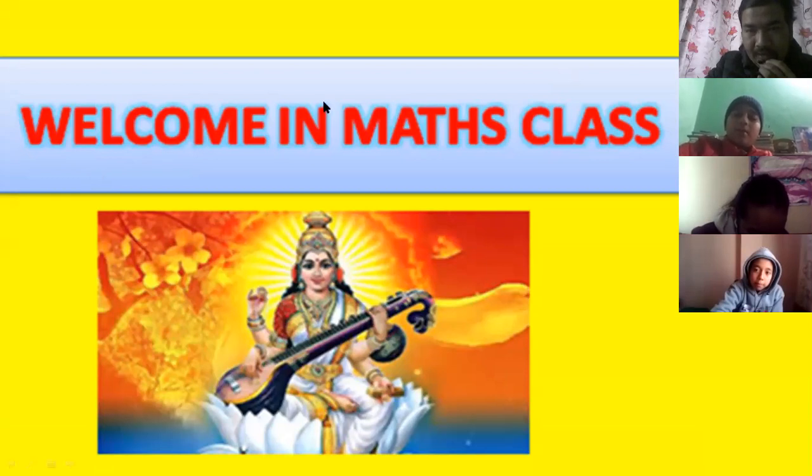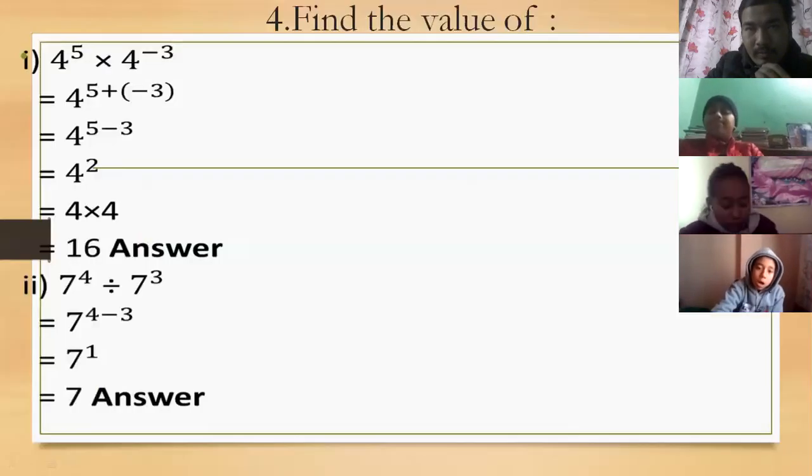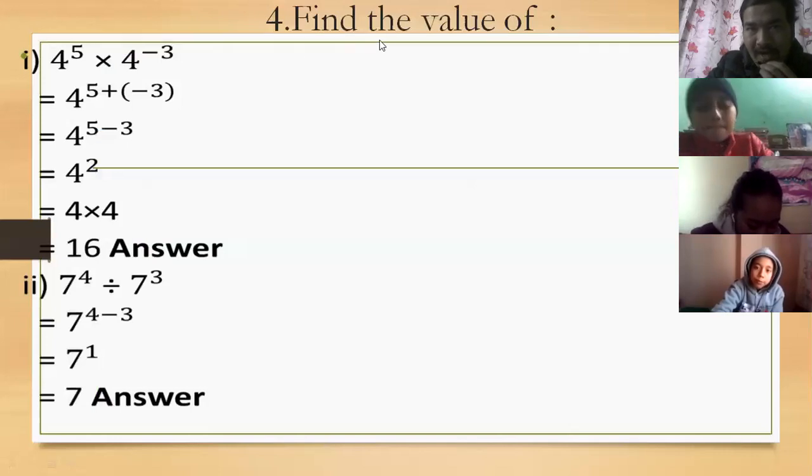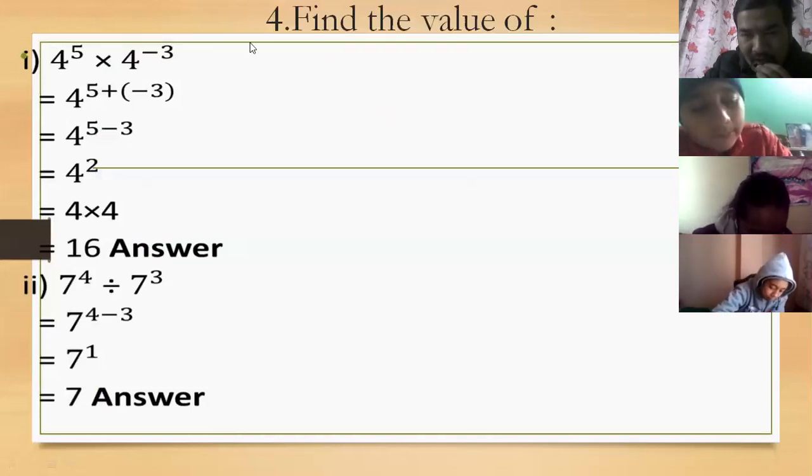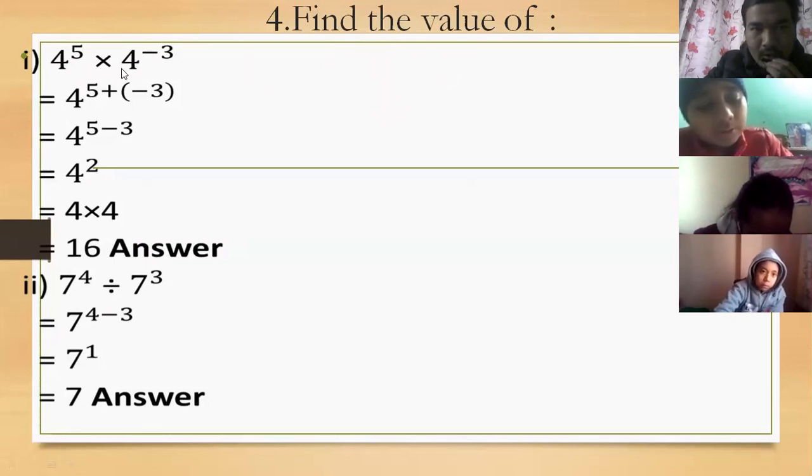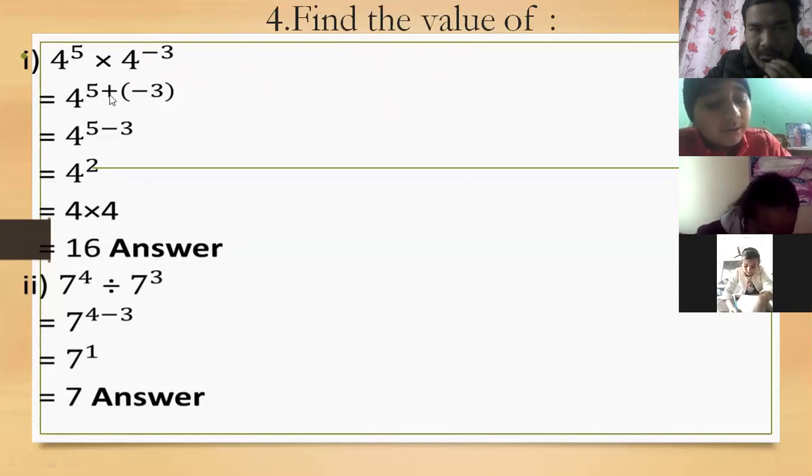Welcome to math class. Look here in the question: find the value of. Look at expression 1: 4 to the power 5 times 4 to the power minus 3. What is the base here? 4 is the base, and the second one also has base 4. If both the bases are the same, when you multiply, what should you do? We have to add their powers, 5 plus minus 3.